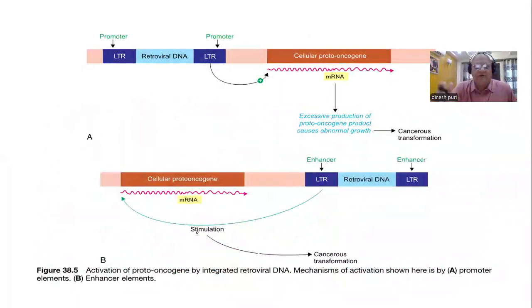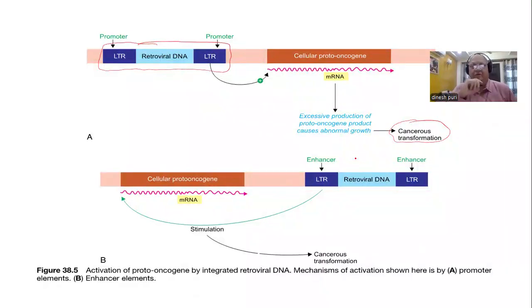So now what will happen? Now I will show here. This is a cellular proto-oncogene. So the viral genome is inserted in the immediate neighborhood of the cellular proto-oncogene. So this LTR, these are the promoter sequences of the virus. So there will be overexpression and excessive production of the oncogenic product. This is causing cancerous transformation.